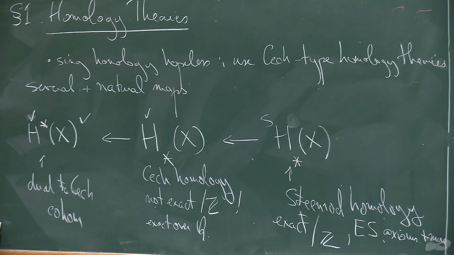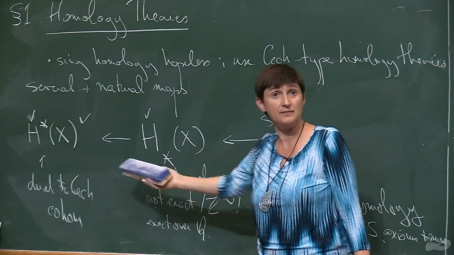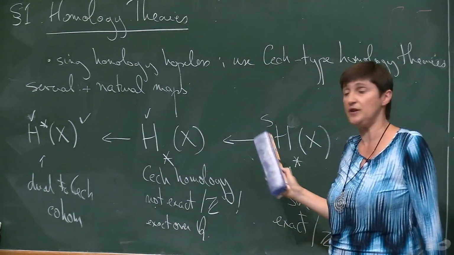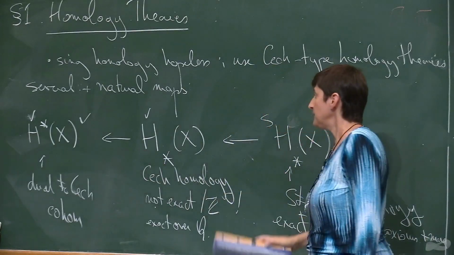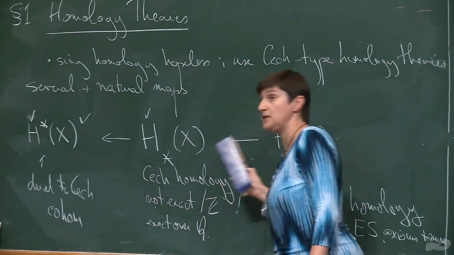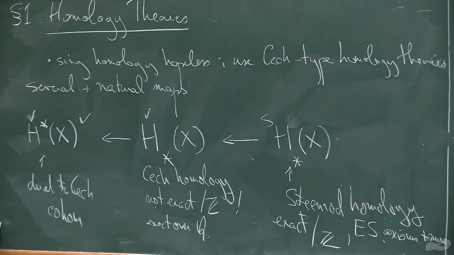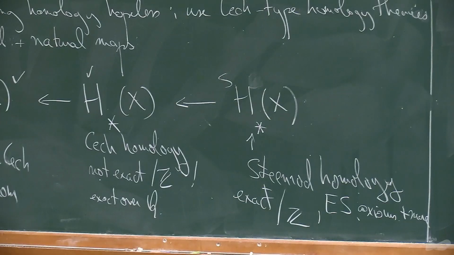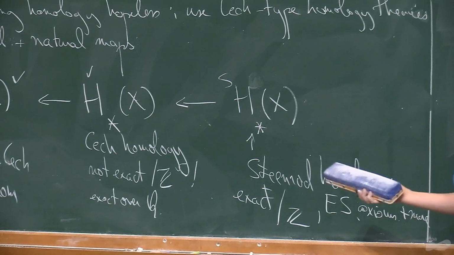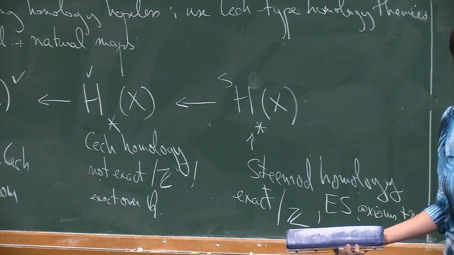Maybe I should also say that with Q coefficients, all these theories are the same. If you don't care about integer coefficients, these theories are the same. Also, for compact metric spaces, with any coefficients, these theories are the same. So if you want to work with compact metric spaces, then it's the same thing. Are any homotopy invariant? No, they're not homotopy invariant. They're also equal for compact metric spaces to Borel-Moore homology, which is the homology used in algebraic geometry.